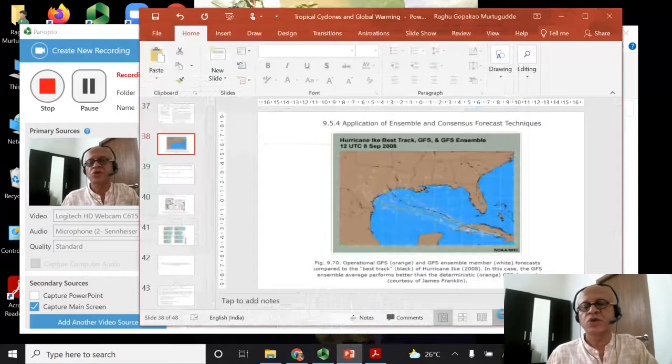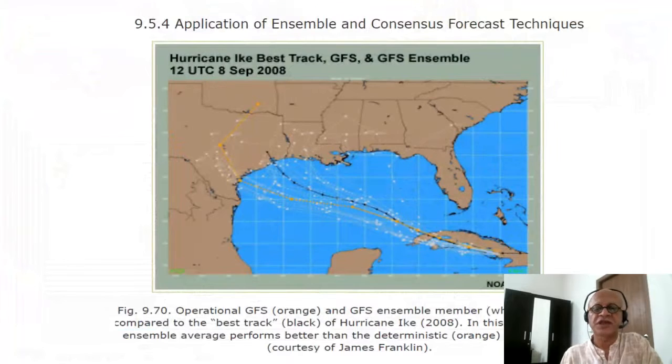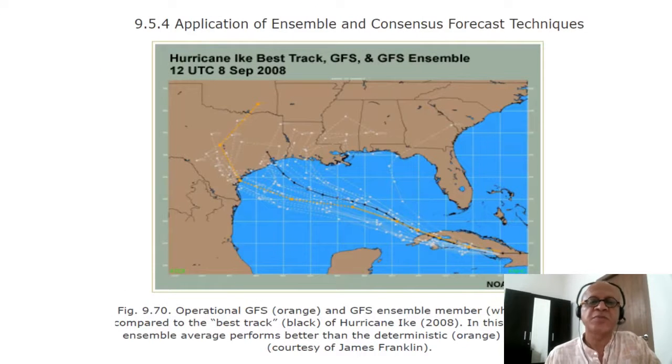Let's close out this short introduction to tropical cyclones with this last part about ensemble and consensus forecast techniques. This is an example of the operational Global Forecast System in orange here, and GFS ensemble member forecasts, which are these white lines here, compared to the best track of Hurricane Ike in the black line. In this case, the GFS ensemble average performs better than the deterministic GFS forecast.